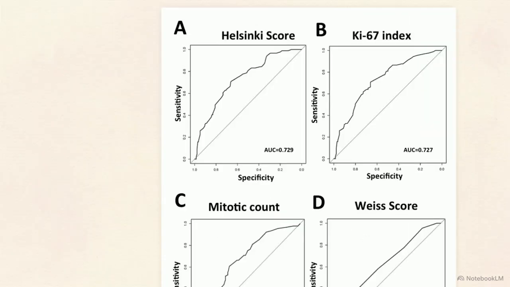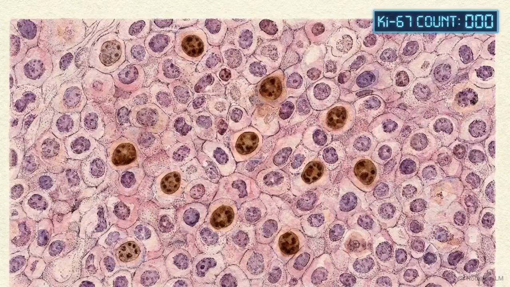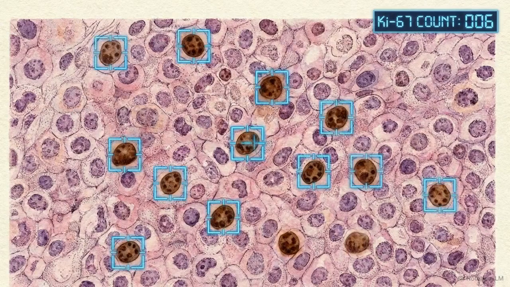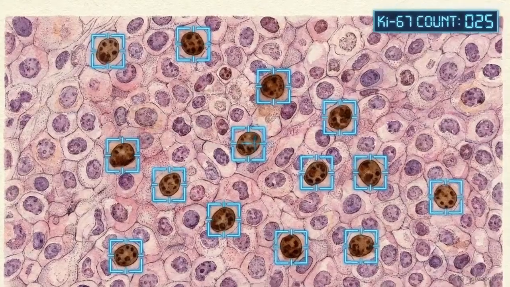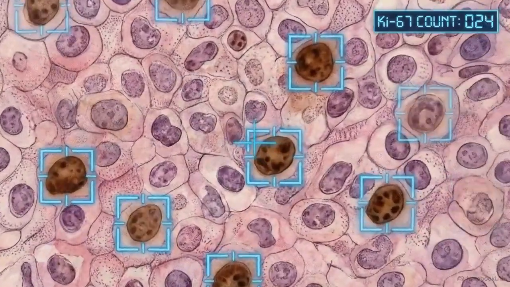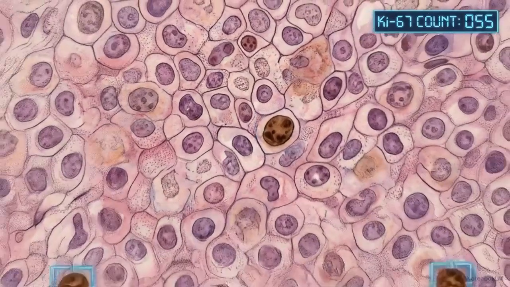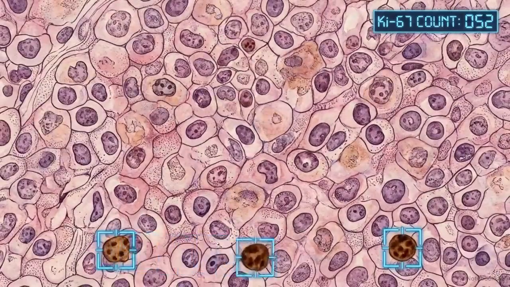This receiver operating characteristic, or ROC curve, validates the model's predictive power. The data demonstrates that a Helsinki score threshold of 28.5 yields an area under the curve, or AUC, of 0.729. This provides the highest statistical accuracy for predicting disease-related deaths. By integrating the Ki67 proliferation index directly with morphological data, the Helsinki score gives clinicians a highly reproducible, mathematically rigorous predictor for long-term patient outcomes.